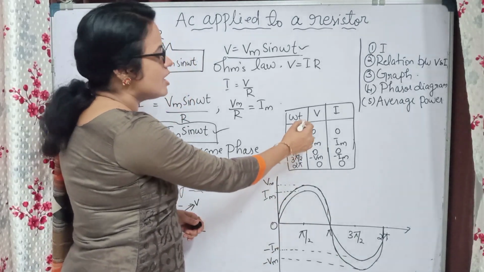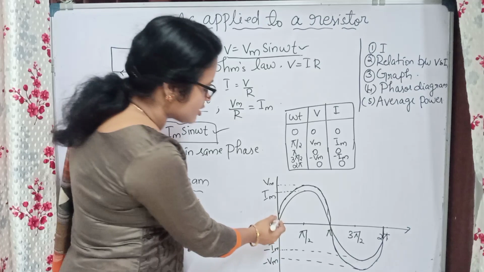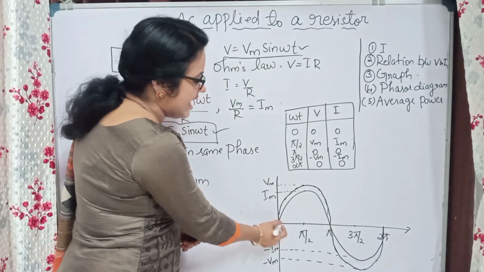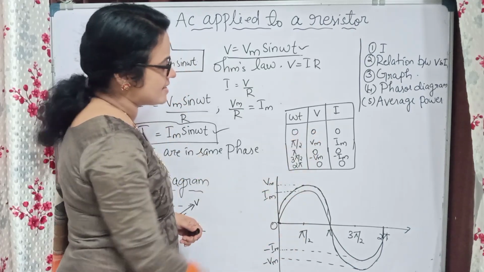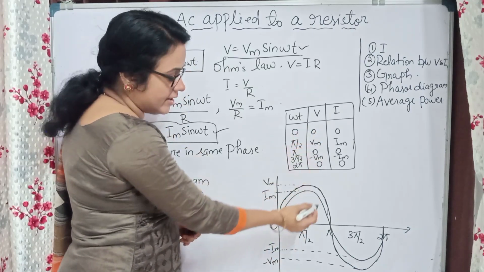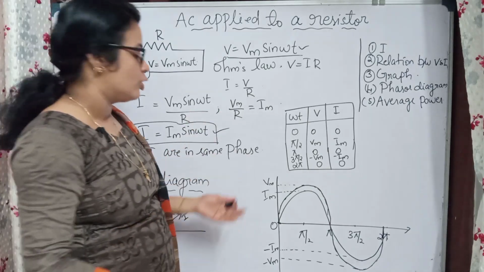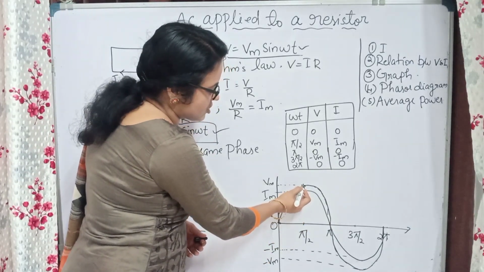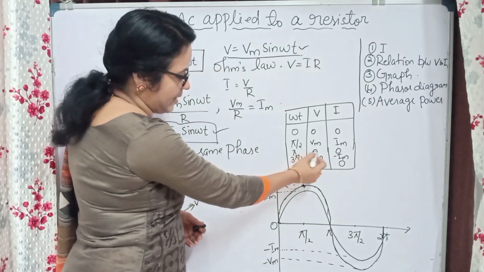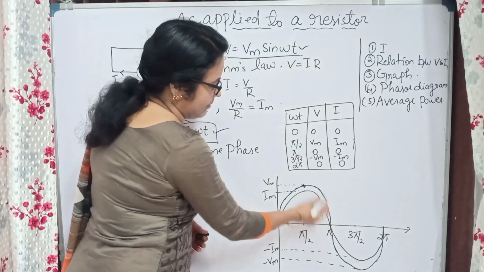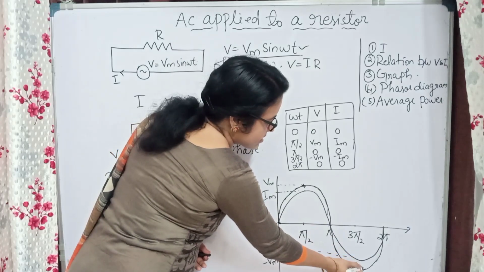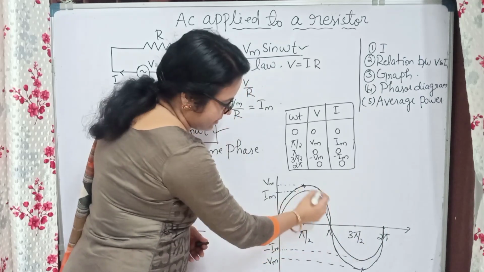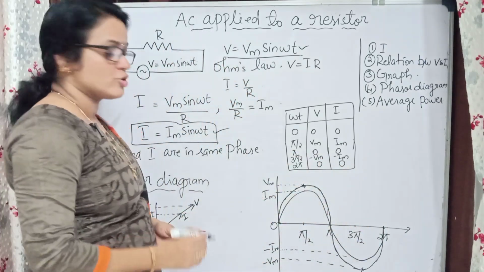First of all, we can draw the voltage. For 0, the value is 0, so we mark it here. For pi by 2, the value is Vm, which means the maximum or peak value of voltage. We mark this peak value here. Then for pi, again it is 0, then minus Vm, and for 2 pi, it is 0. So the graph will be like this. Now we are getting a sinusoidal wave.